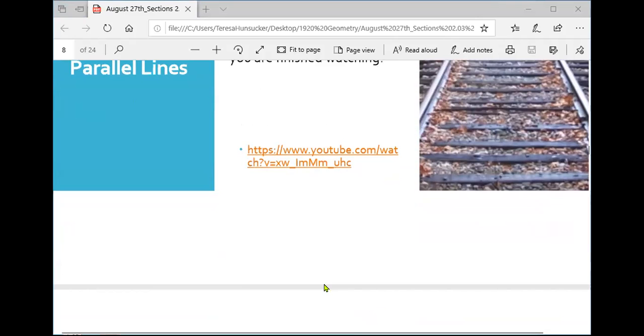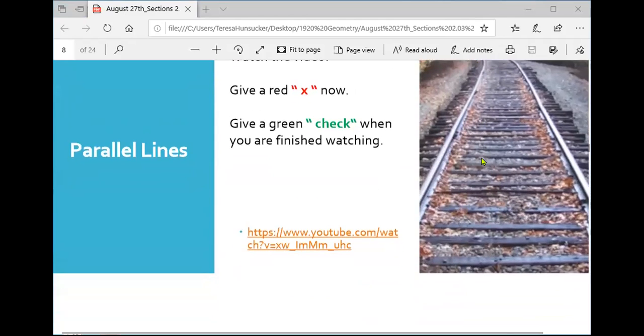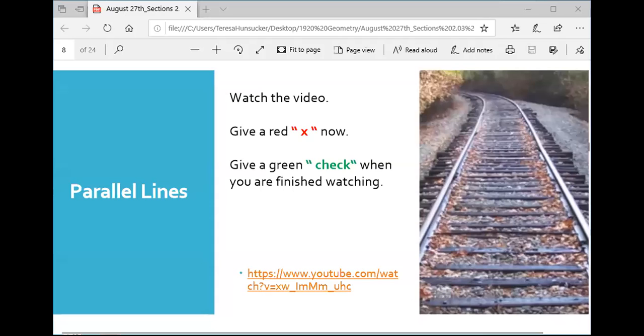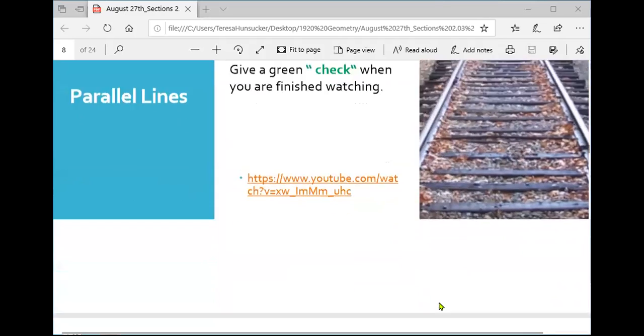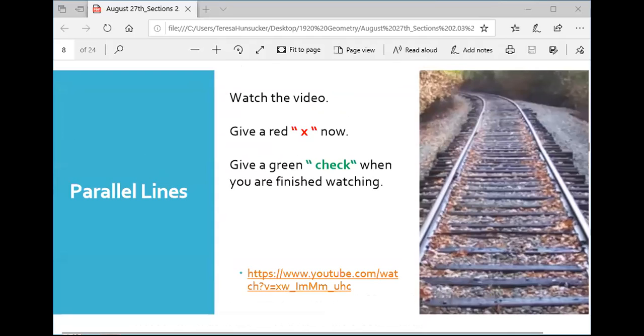It's just music, so you're just pretty much watching evidence of parallel lines in nature. Let me know when you're done, please. Let me know when you're done.